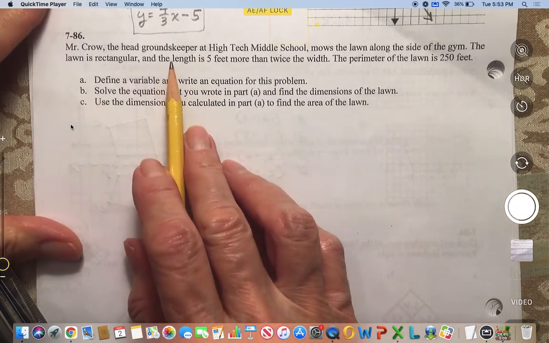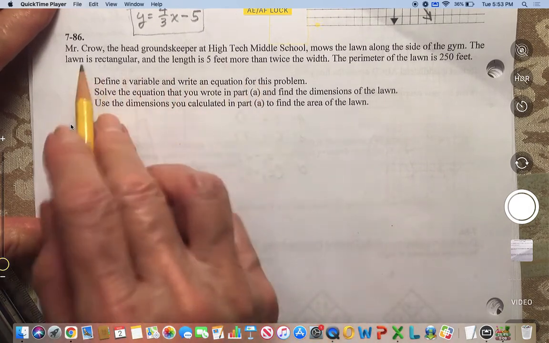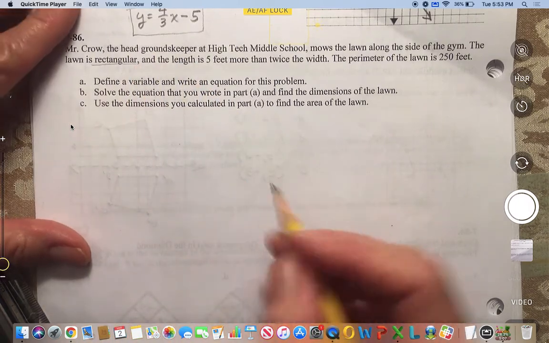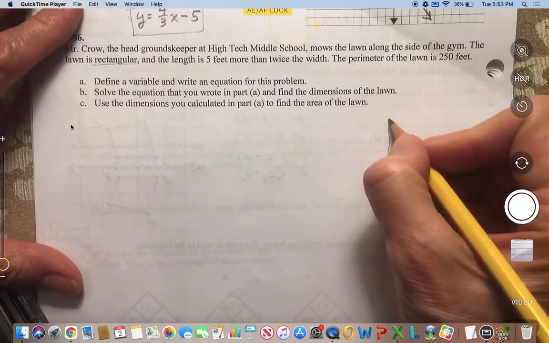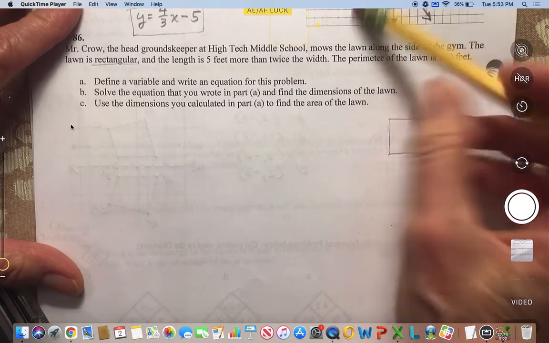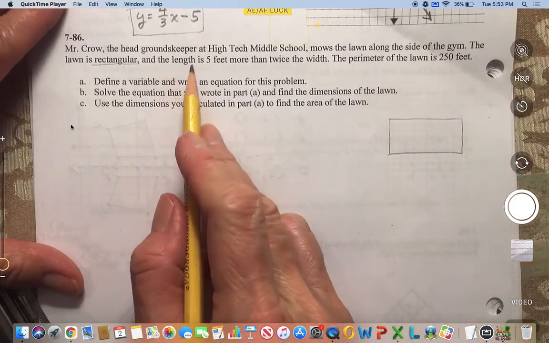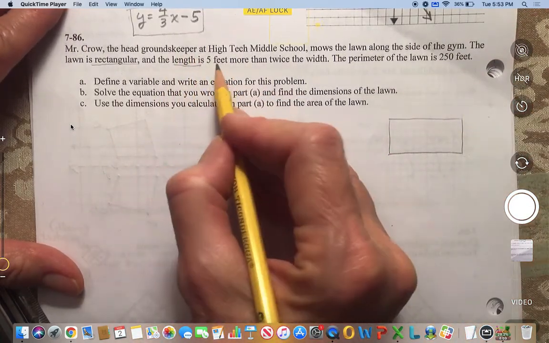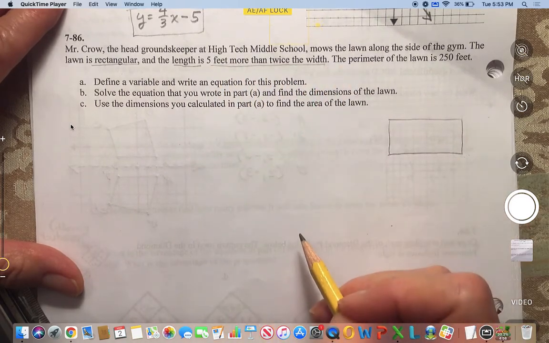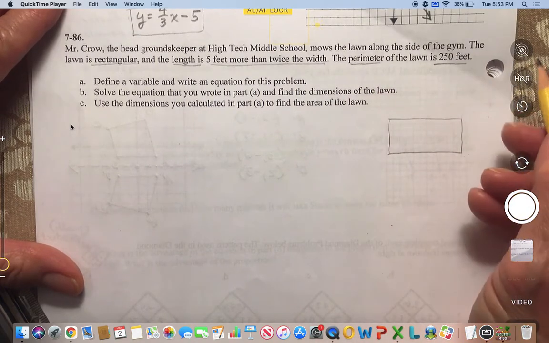And we have some information about the lawn. And that information is that it is rectangular. So I can make a sketch of a rectangle. That will help. So here's our lawn. Here's my rectangular sketch. And it says that the length is 5 feet more than twice the width. Okay. And then it says the perimeter is 250 feet.